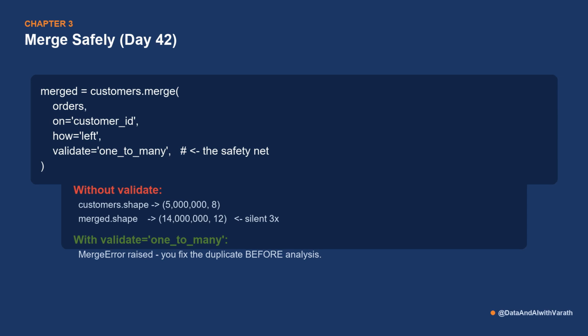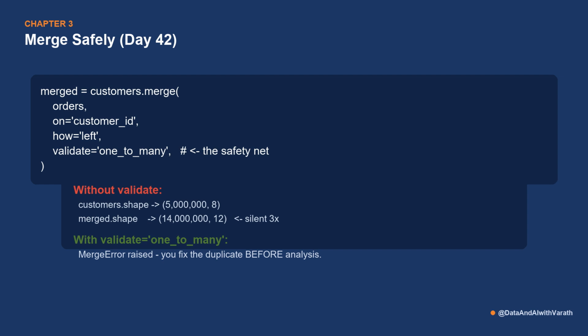The naive merge silently multiplies rows if a key repeats. 5 million customers become 14 million rows because one bad customer ID appeared 300 times in orders. Every downstream number is wrong.